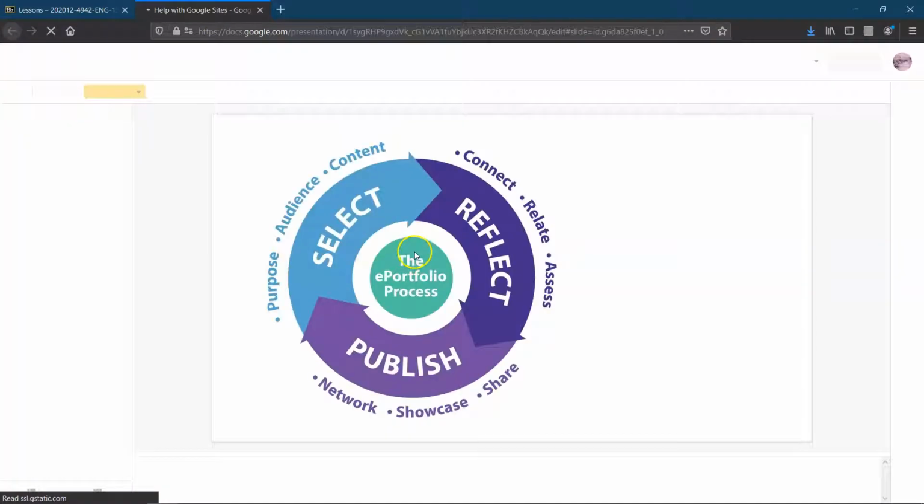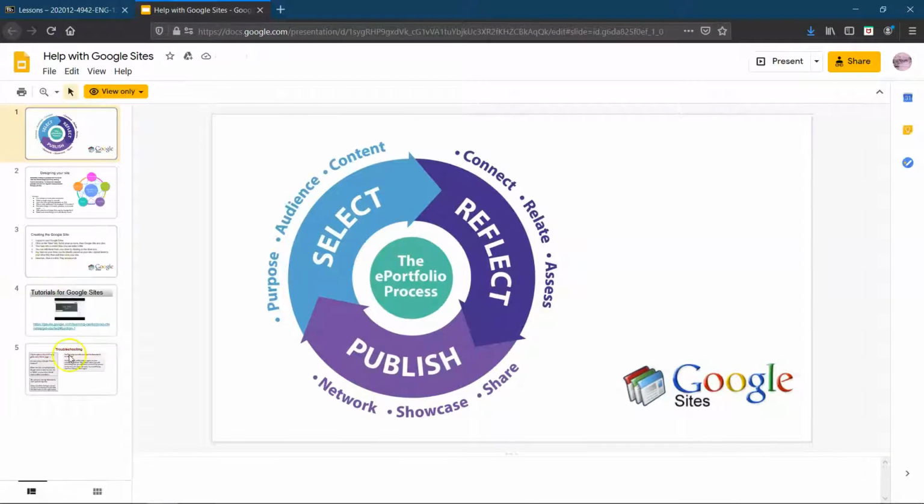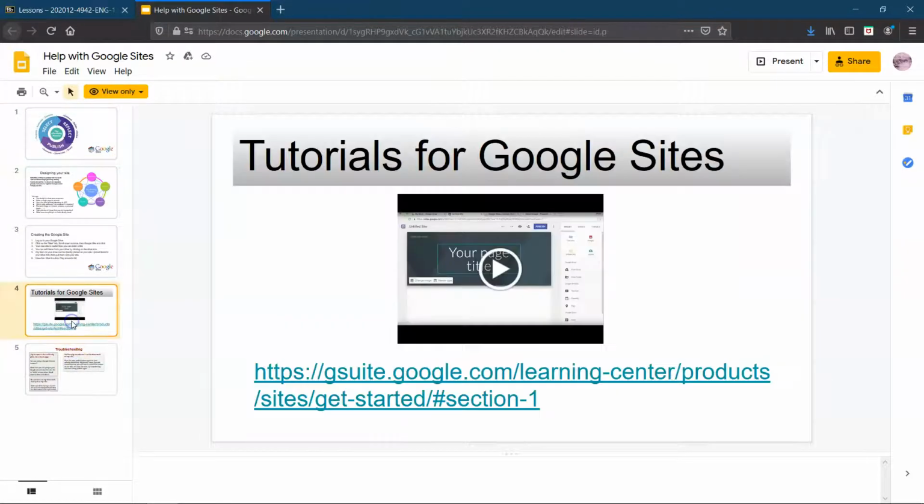And there's also this presentation here, help with Google websites, and also the digital portfolio process. It also gives you instructions on how to create a Google website for your digital portfolio that will be graded at the end of the semester.